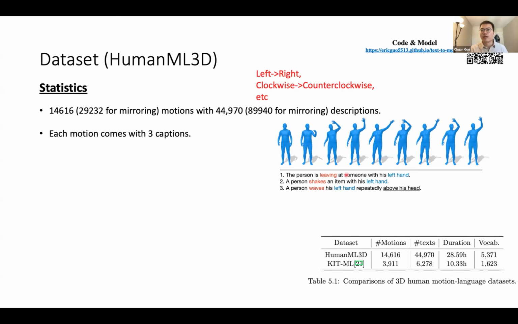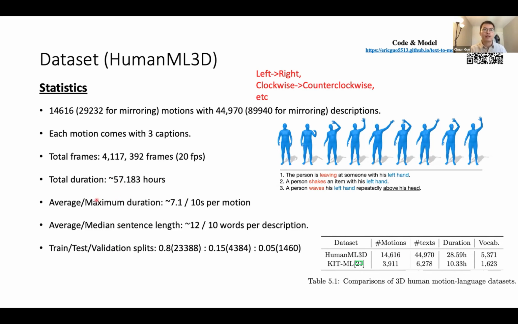This is a comparison between our collected data set and the second largest data set. The FPS, frames per second, is 20, and after mirroring the total duration is around 60 hours. The average duration is 7 seconds per motion, and the average sequence length is around 12 words per description. So here we give an example of our data set.